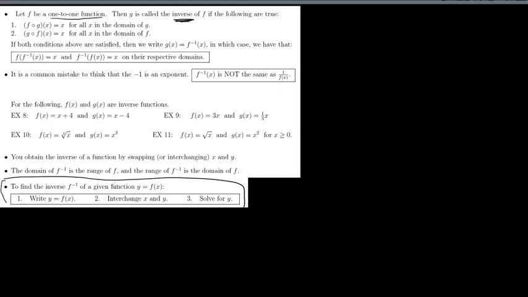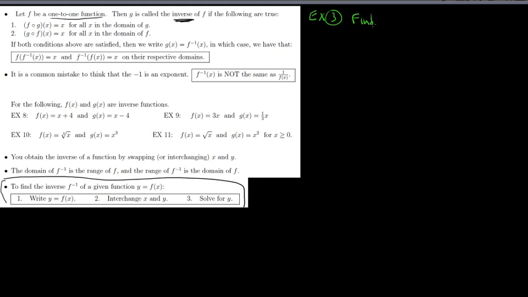So to find the inverse, f inverse, right, not f to the -1, don't even think that. It's basically just 3 steps here. You write down the original function, and you change your f of x to y. And then you interchange or switch the x's and y's, and then you solve for y. Okay? So let's do another example. Well, I guess we're up to example 3.